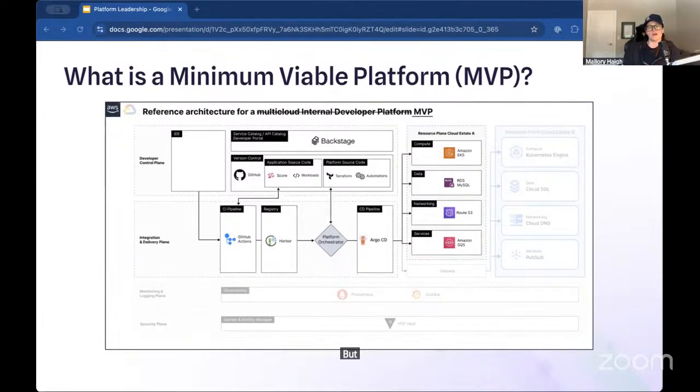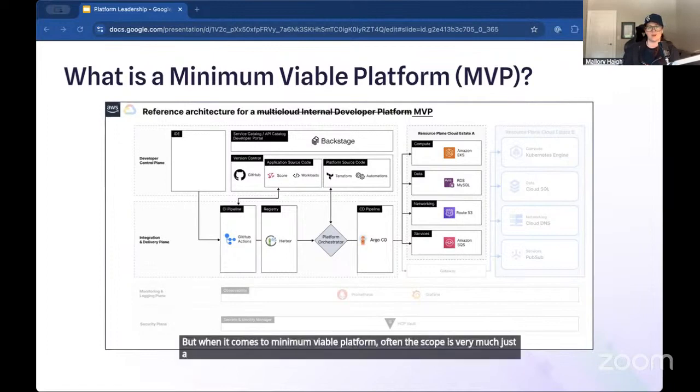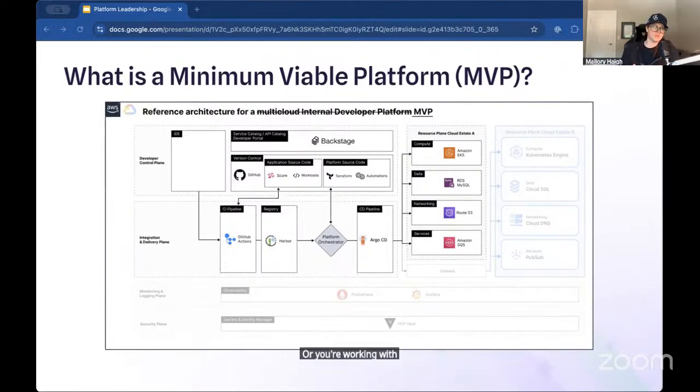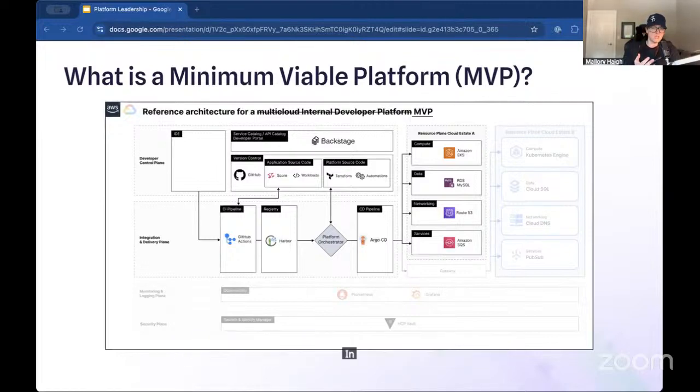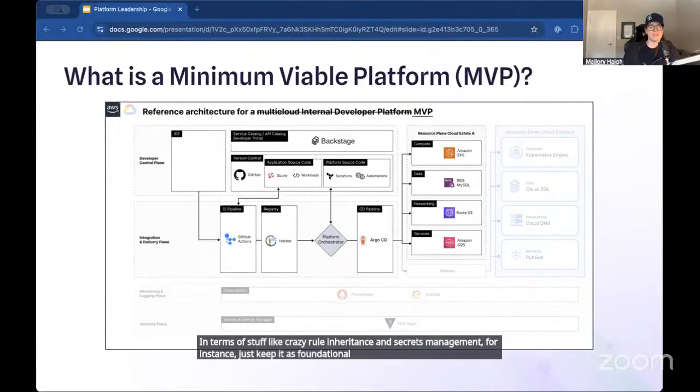But when it comes to minimum viable platform, often the scope is very much just a proof of concept or a sandbox, or you're working with non-production resources. You're really, really trying to prove a point. So we maybe try to keep things like observability and security as minimal as possible, in terms of stuff like crazy role inheritance and secrets management, for instance. Just keep it as foundational as possible, to your bare minimum needs in order to just prove the point of structuring an internal developer platform that actually works.